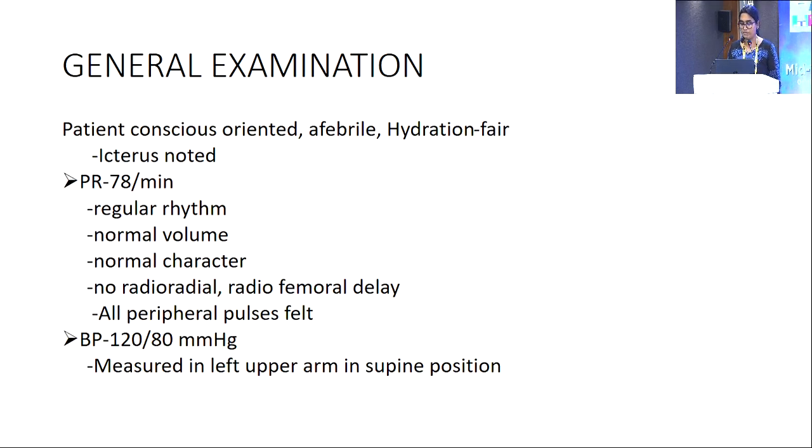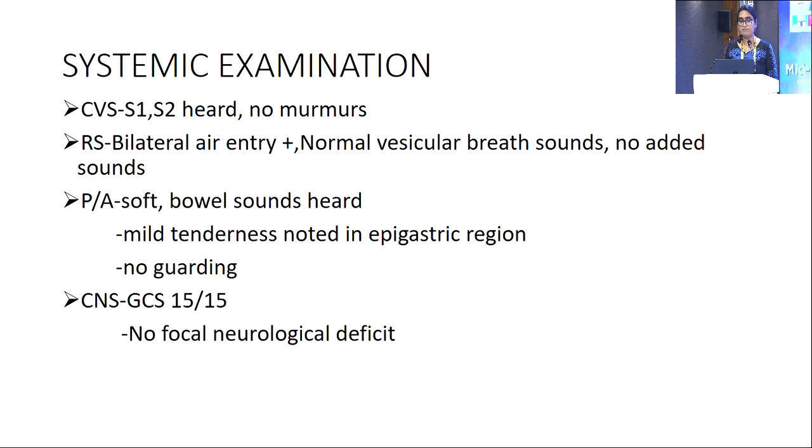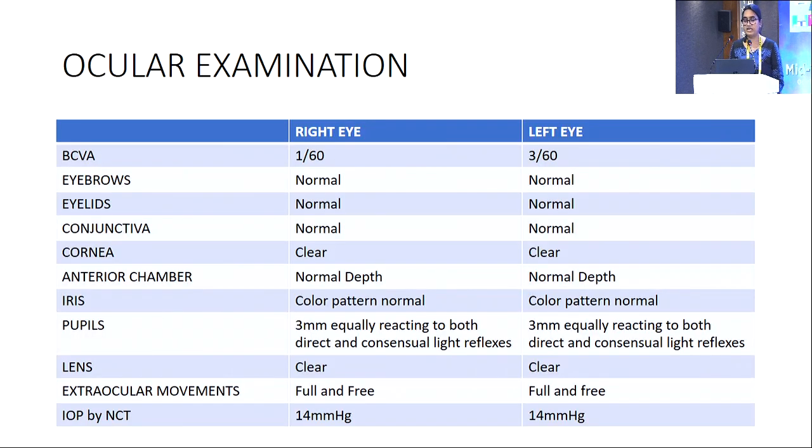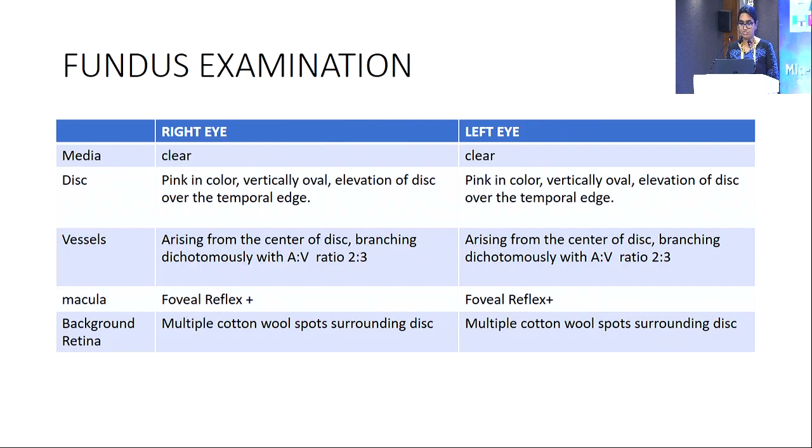General examination of the patient revealed icterus, otherwise pulse rate and blood pressure were normal. Systemic examination: per abdominal examination showed mild tenderness in the epigastric region, no guarding. Cardiovascular system, respiratory system and CNS were not remarkable. Ocular examination of the right eye showed a best corrected visual acuity of 1/60 and left eye showed 3/60. Otherwise, ocular examination was normal.